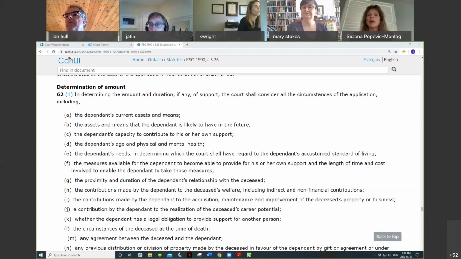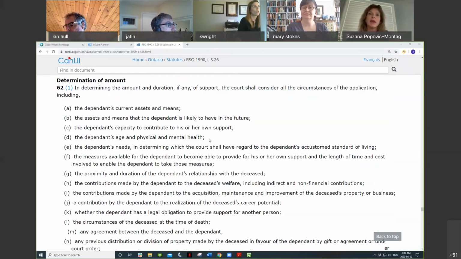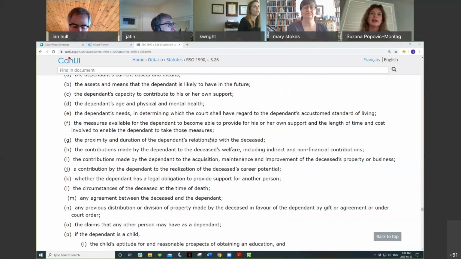So we recognize that during lifetime, there's an income stream. And so in the calculation on death, there's no longer an income stream, and it becomes very different from the family support guidelines and those kinds of considerations that get taken into consideration when someone's still alive.